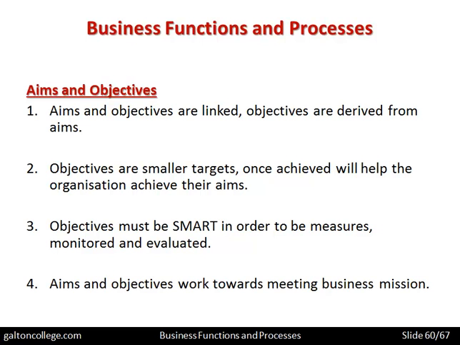Aims and objectives work towards meeting the business mission. So it's important that the business mission be clearly stated and the aims derived logically from it, and then the objectives based on the aims. So that's the way in which the organisation travels. It travels from very specific objectives through to much wider general aims, and the aims are derived from the mission of the business.